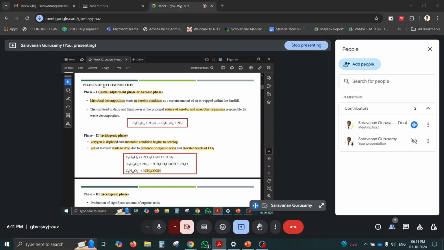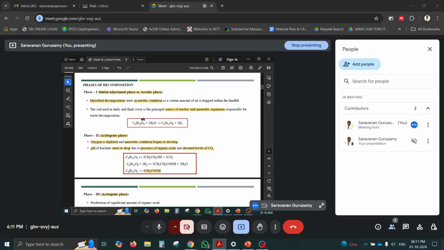Okay. So there are four phases of decomposition, as we already discussed in the anaerobic decomposition process also. The first phase is called the adjustment phase or aerobic phase. Microbial decomposition starts in the aerobic condition, because the accumulated oxygen will be used initially. The source of aerobic and anaerobic organisms is the soil we are using as a daily cover and as the final cover. That soil will have some microorganisms that will act as a source of aerobic and anaerobic microorganisms.